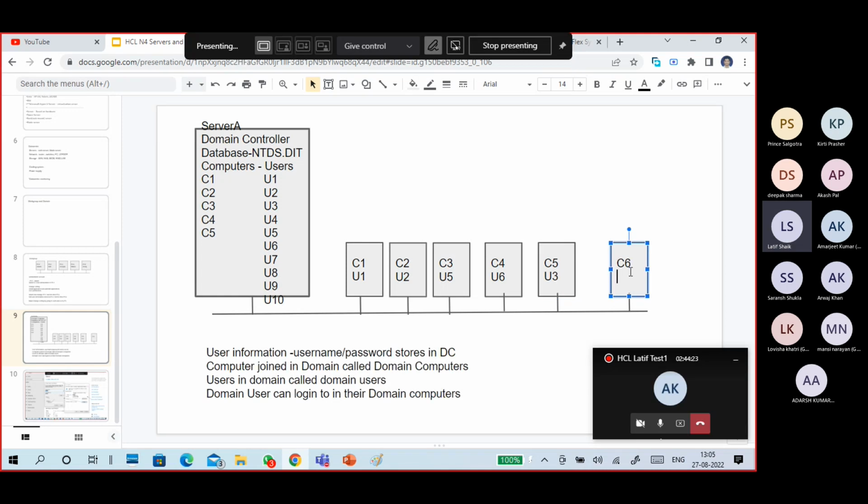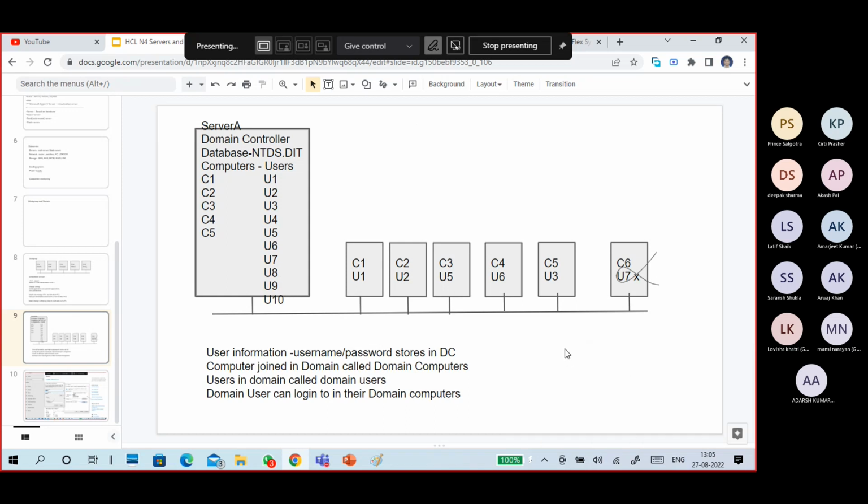So here, user 7 wants to log into this C6 PC. Can he log in? No, he cannot log in. Why? Why? Anyone? What is the condition of logging into domain computers?